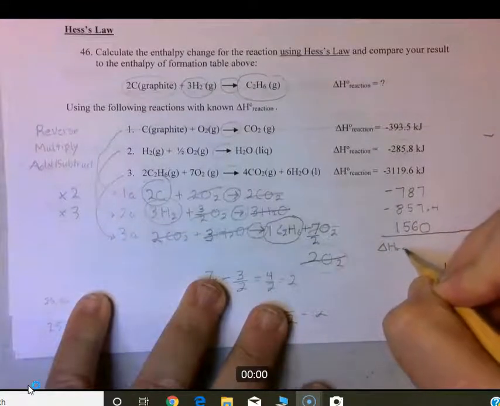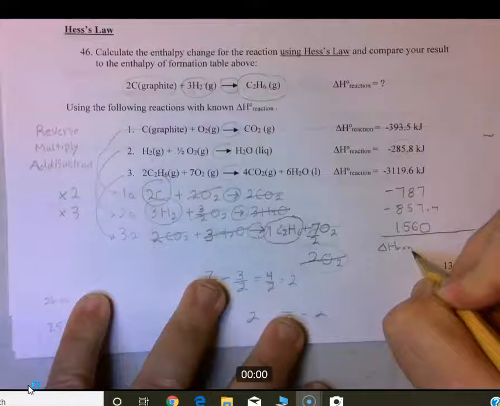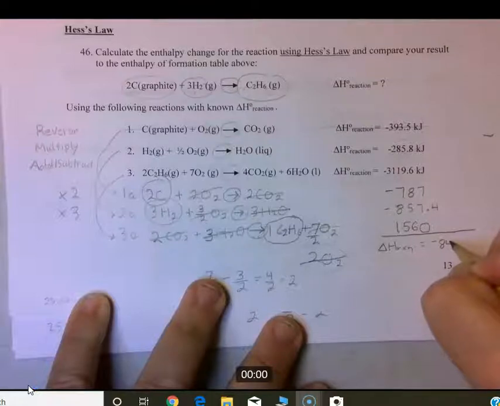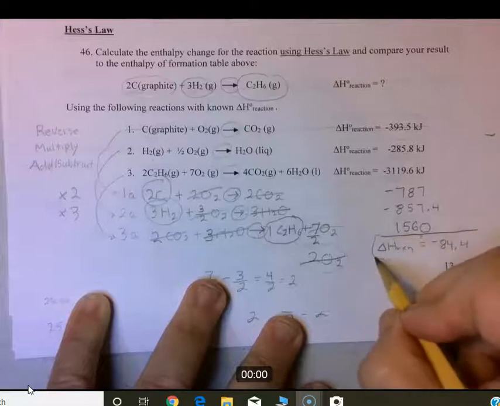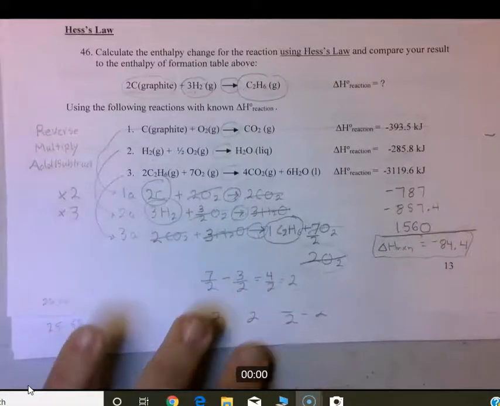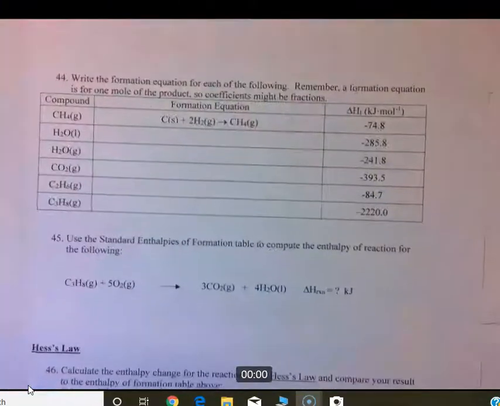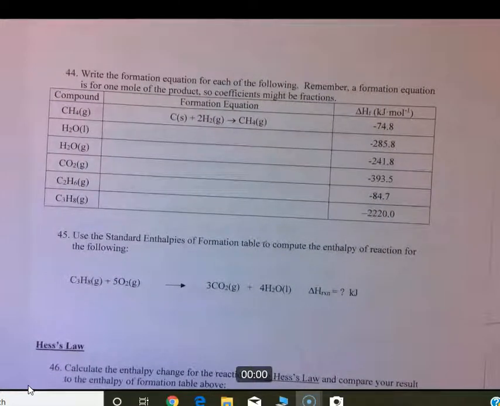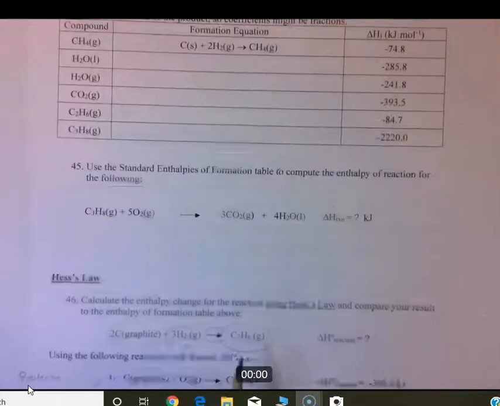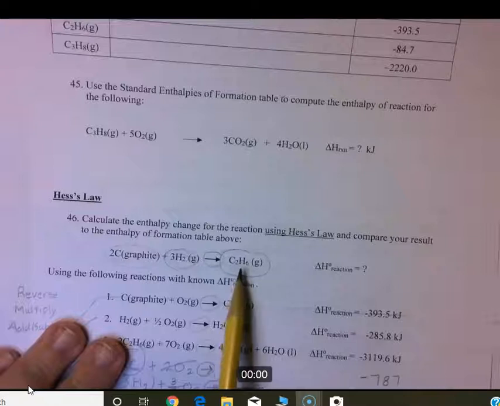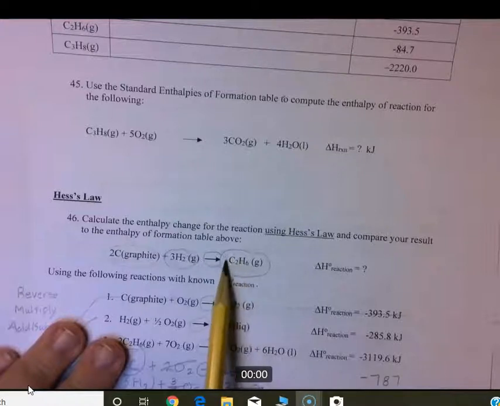Of reaction of negative 84.4 right there. And if we look up at the top, we see that for this compound, and it is 1 mole that appears, for 1 mole of this compound, ethane, there is exactly 1 mole in this equation.